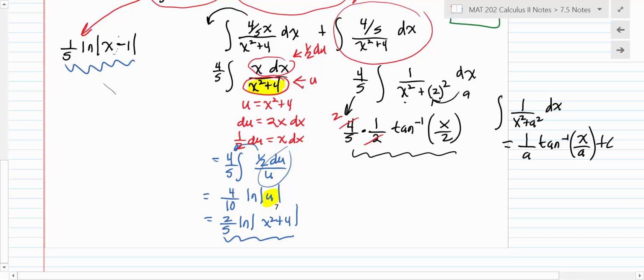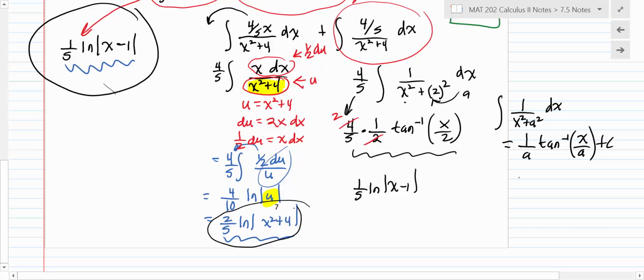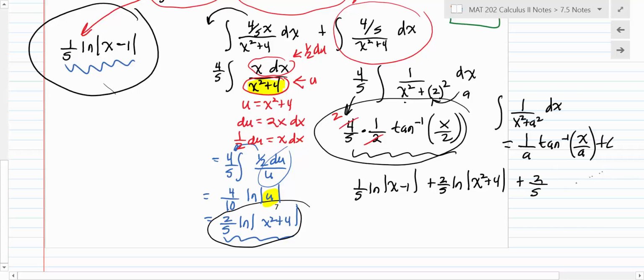Okay, so the answer to this problem, we have this thing right here, 1/5 ln x minus 1. We have this thing right here, which is plus 2/5 natural logarithm x squared plus 4. And then we have this thing right here, which is plus 2/5 and then that would be the inverse tangent x over 2 plus c. Okay, and you can write the answer that way. You can also put the logarithm together on that one and do that as well. Okay, so I'm going to put the logarithm together also, but that's one way to write the answer.